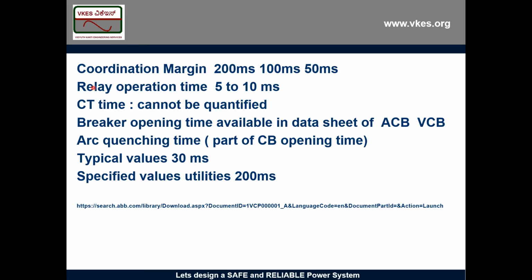Number one, current has to flow through the CT. From the CT, it has to go to the relay. The relay has to process, and after that, it has to give a trip signal to the breaker. The breaker has to open physically. After the breaker contacts open, there is something called arc quenching, right? There is an arc, and that arc has to completely quench. So all this will take some time. You add all this time, then you get the coordination margin.